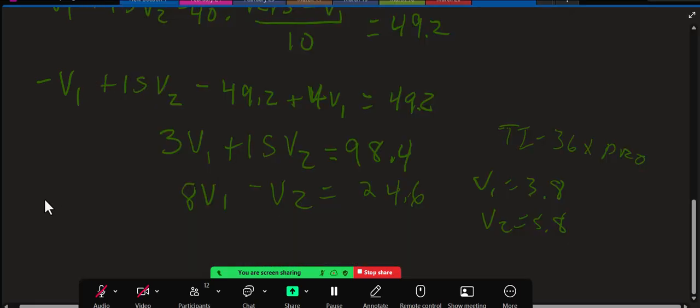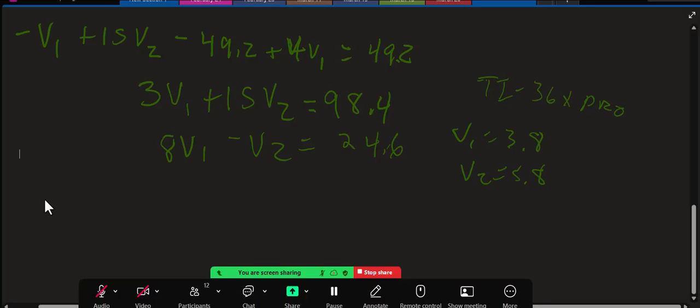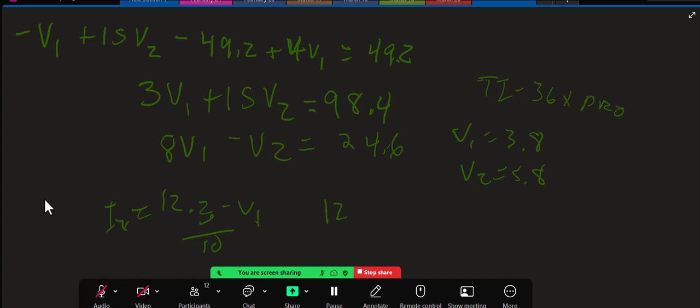All right. And then what did the question actually ask for? To determine Ix. So Ix, we know, is 12.3 minus V1 over 10. So 12.3 minus 3.8 over 10. That's 8.5 over 10, or 0.85 amps. Okay, any questions on that one?